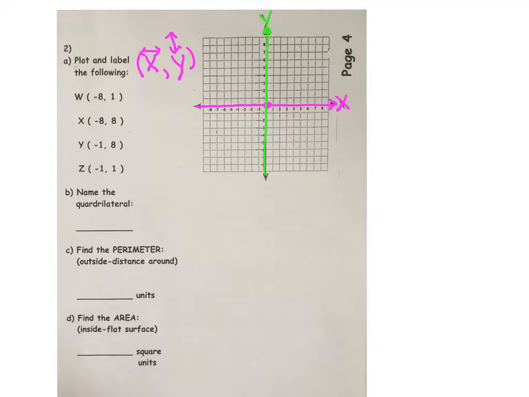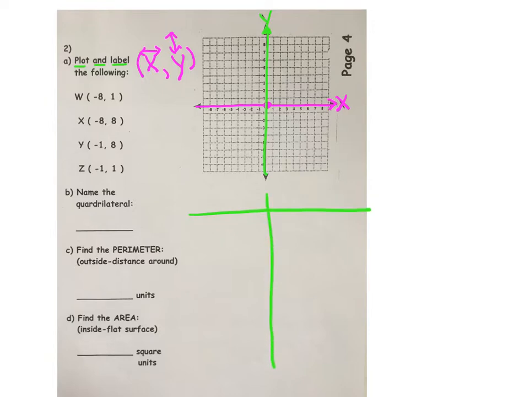It says, plot and label the following points. Well, you're going to do that on your own in a moment. But once we plot those 4 points, you will connect the dots and create a quadrilateral. Once we have our quadrilateral, let's make a T-chart down here.